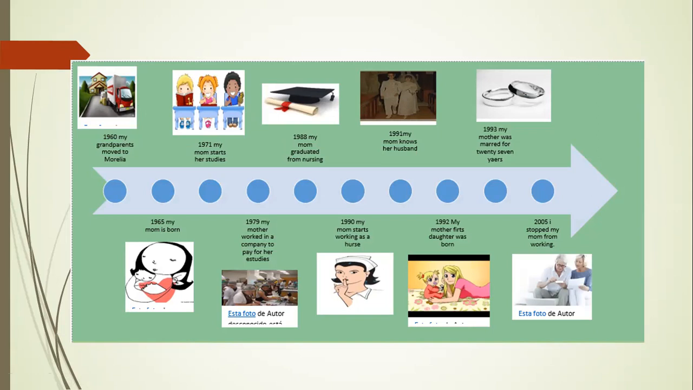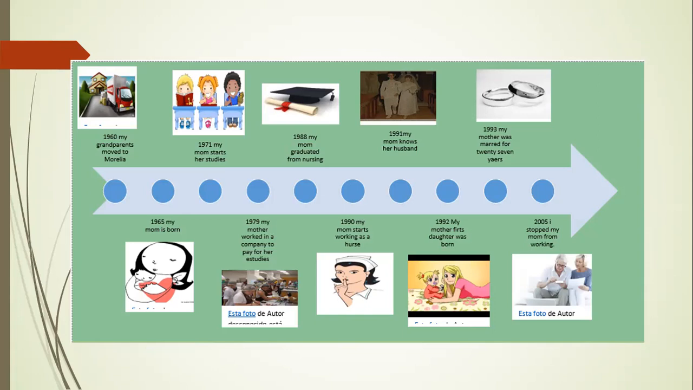In 1991, my mom knows her husband, or in this case, meets her husband because it's the first time. In 1992, my mother's first daughter was born. In 1993, my mother was married for 27 years. In 2005, I stopped my mom from working.